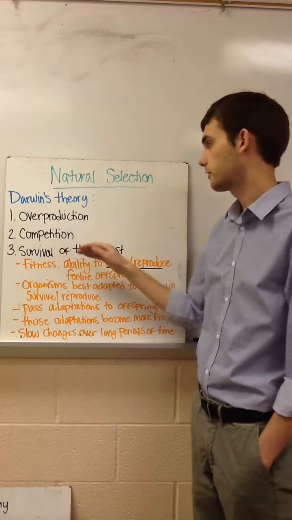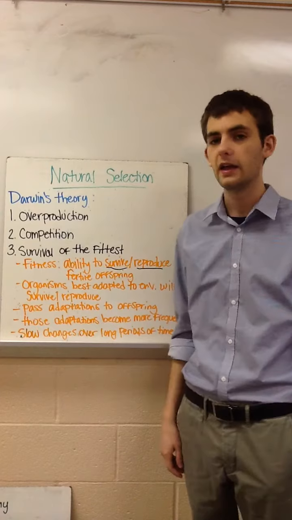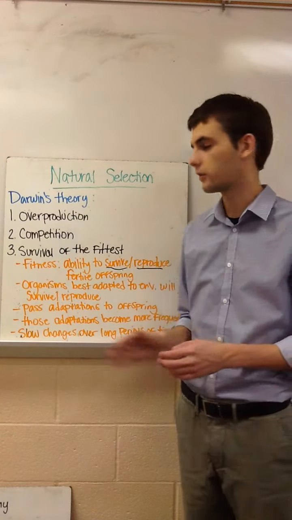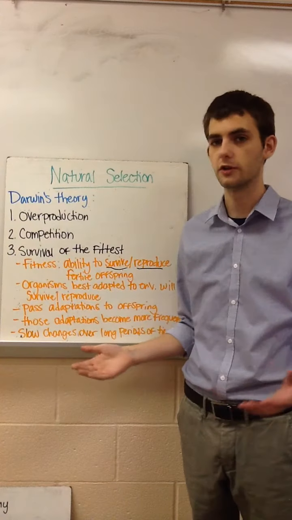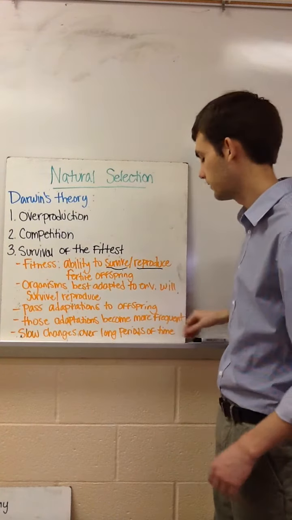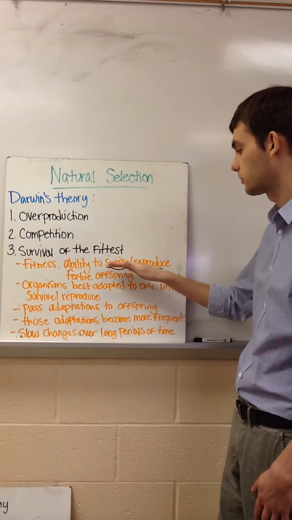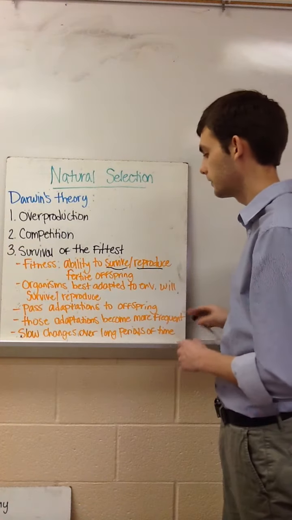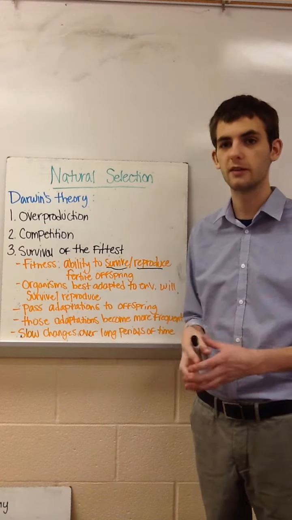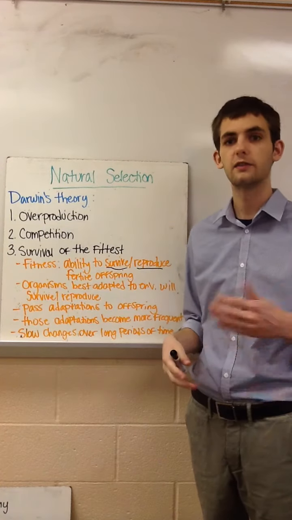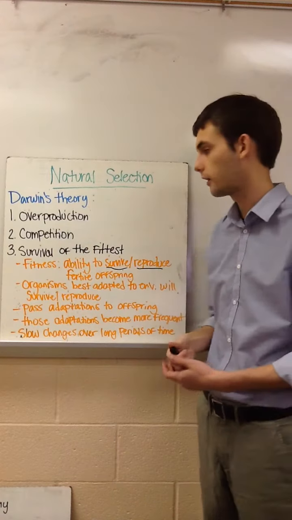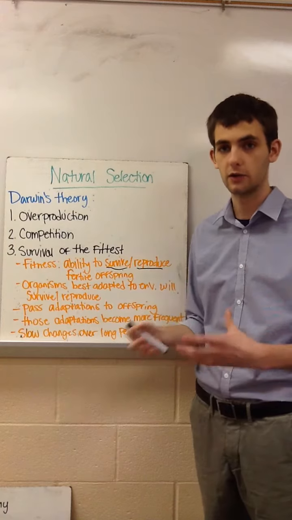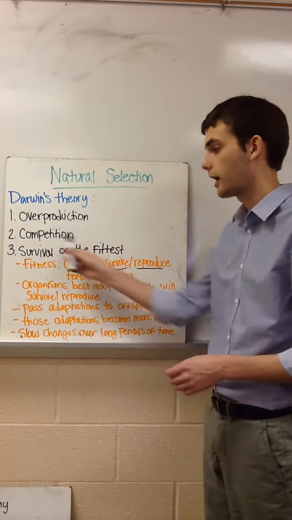The third part to Darwin's theory of natural selection is this idea of survival of the fittest. And it's important to understand what it means to be fit from an evolutionary standpoint. Fitness refers to the ability of an organism to survive and reproduce fertile offspring. This is important because every organism's goal in life, essentially, is to reproduce and pass their traits on. So if you cannot do that, or you don't produce offspring that can do that, then you're not considered fit.